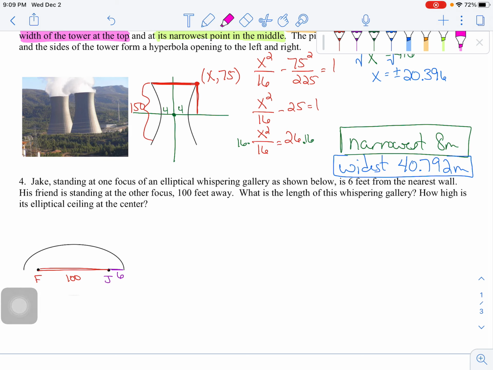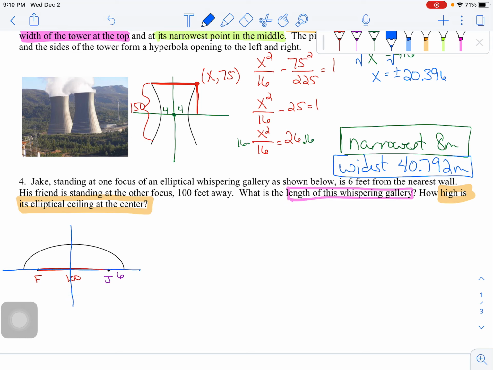It's kind of cool. But what we want to look at and focus on is how we can use these two pieces of information to figure out what is the length of the whispering gallery and then how high is its elliptical ceiling at the center. Okay. So I am absolutely going to chop this ellipse in half vertically, and basically I'm going to put the two foci on the x-axis.